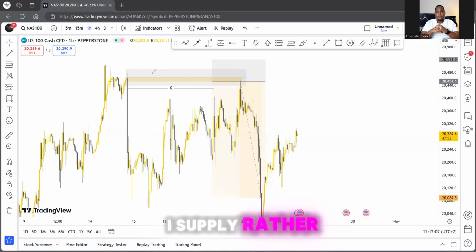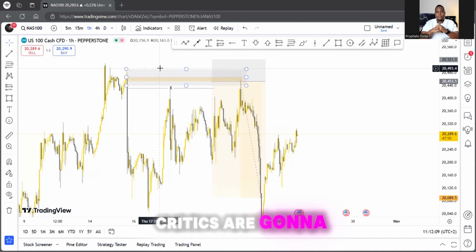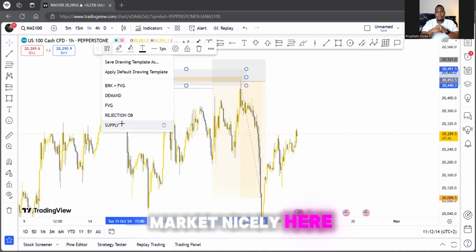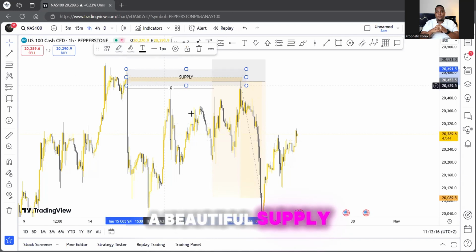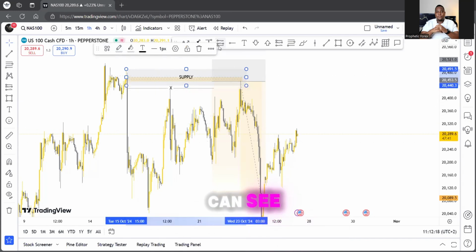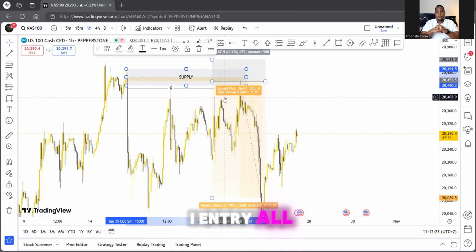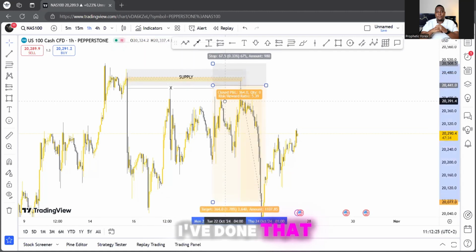A supply rather, sorry about that. I know my critics are gonna be on my neck. A supply over that. Let us mark it nicely here. So that is a beautiful supply that we see. And as you can see, I could have just chosen to say, you know what, I'm gonna put my entry all the way at the beginning of that zone. I've done that.